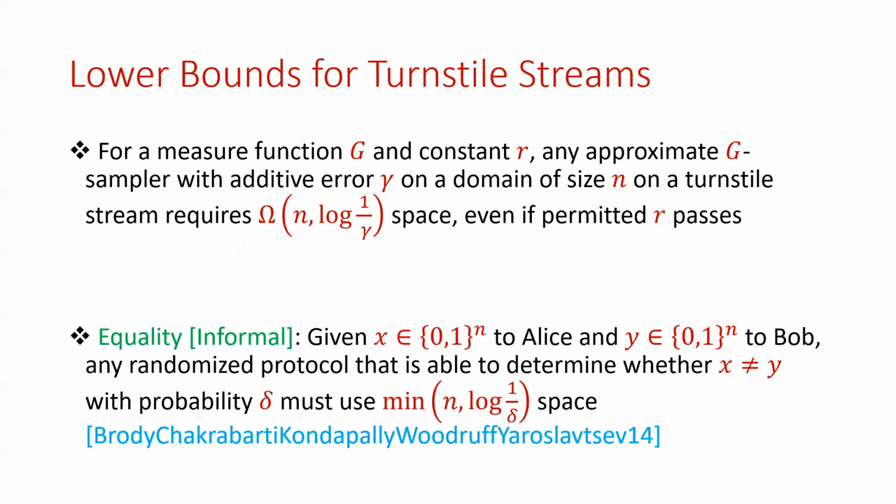And I'll conclude this talk by briefly mentioning our lower bounds for turnstile streams. So our reduction is from a version of equality, which is informally described here, where a vector x is given to Alice and a vector y is given to Bob, and each of these vectors are binary vectors of length n. And it's known that any randomized protocol that is able to determine whether x is not equal to y with probability delta must use the minimum of n and log 1 over delta space.